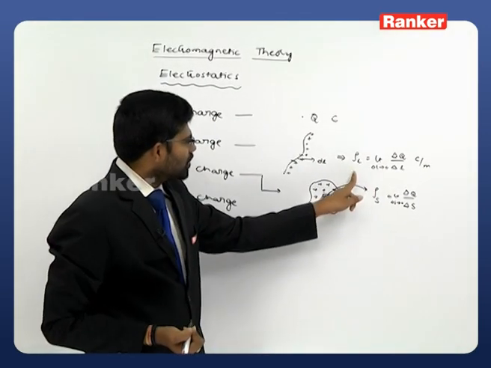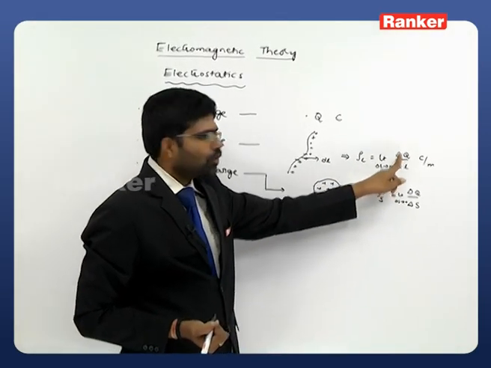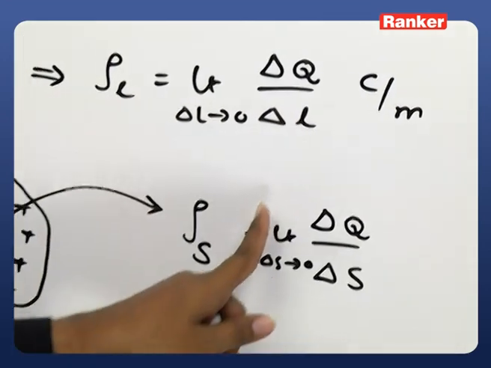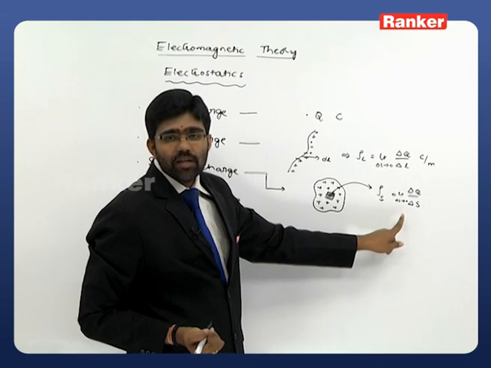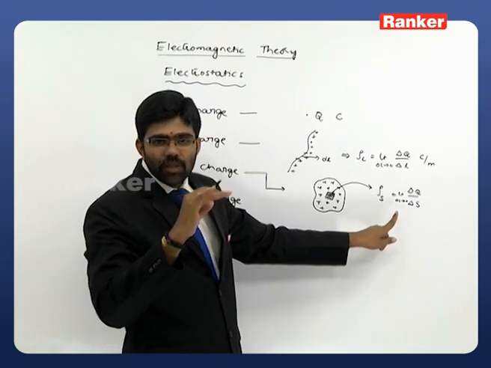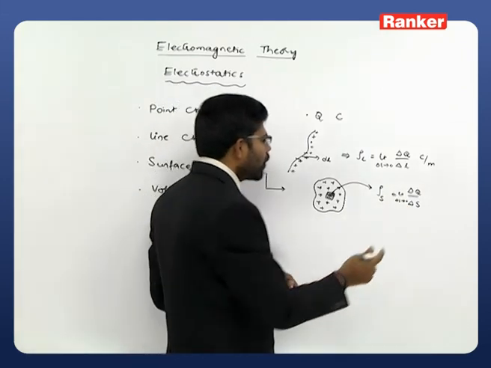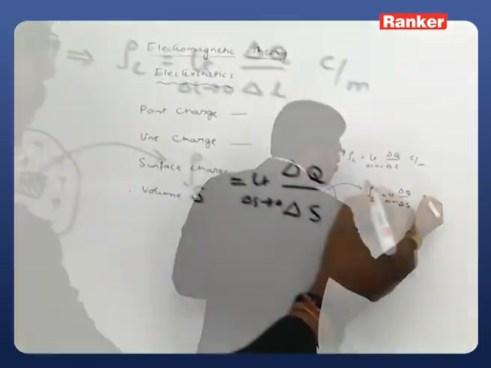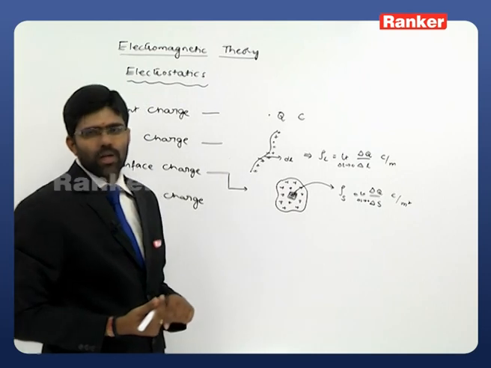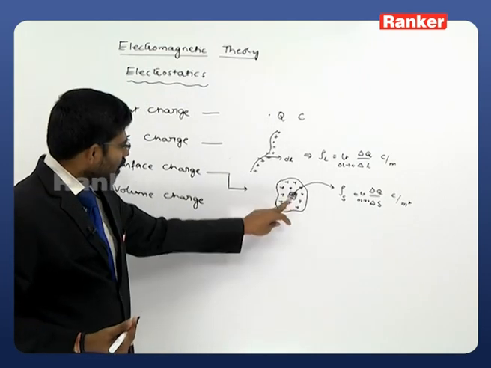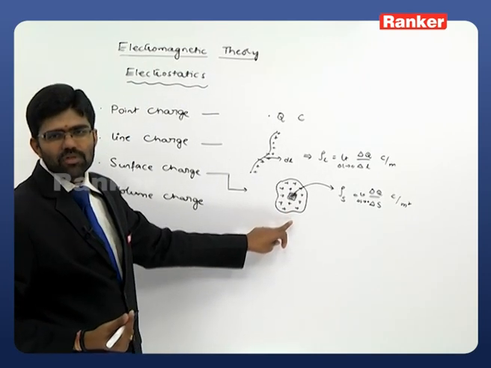So line charge density is the limit delta L tends to 0 of dq by dl. Surface charge density is the limit delta s tends to 0 of dq by ds, or delta q by delta s, the amount of charge we are observing for a differential surface. Now observe the units here. Charge in coulomb, per surface area in meter square. So clearly this is another type of charge that we can observe.